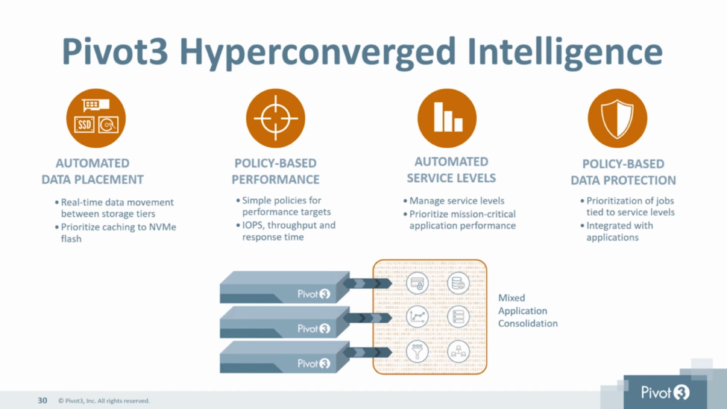And then there's the policy-based data protection. So in addition to defining service levels for the workloads themselves, you can also define service levels for the data protection policies. This will define the order of priority for data protection jobs, and you can also integrate this with applications. And what you end up with is an overall level of intelligence that's enabling this HCI solution to expand from something that was one time used for point solutions to now being able to handle private cloud environments with a range of workloads running simultaneously.